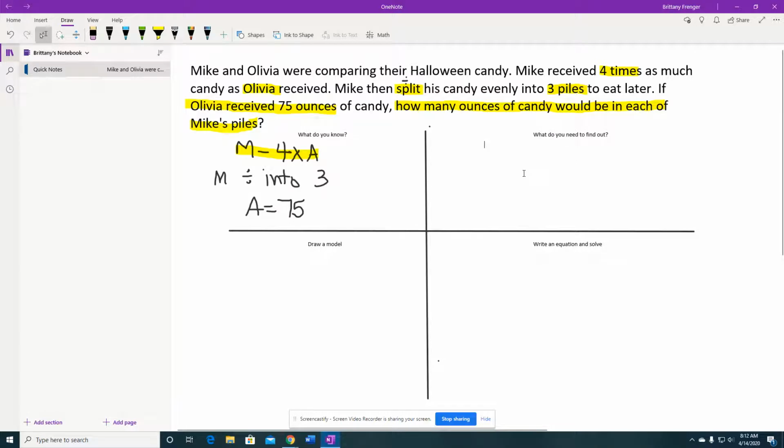So the first step we're going to have to do is figure out how many ounces Mike has in total. And the second step will be what the actual question is, and that's how many ounces of candy would be in each of his piles.